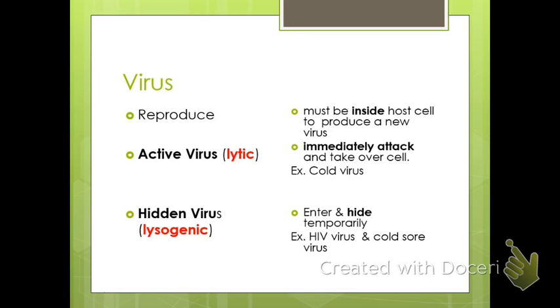The cold sore virus, the HIV virus, the chickenpox virus are all viruses that hide in your cells, and you'll have an outbreak and then they'll go back into hiding. For example, with the chickenpox virus, once you get over being sick and it hides in your cells, then later on in life it may reappear as shingles, which is another variation of the virus.